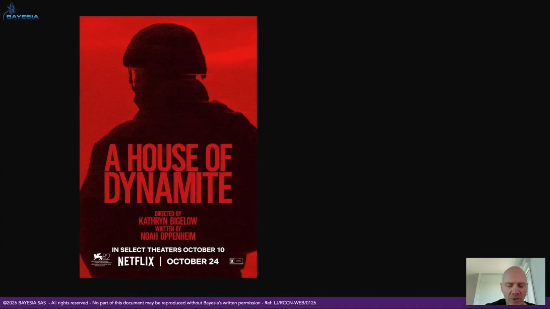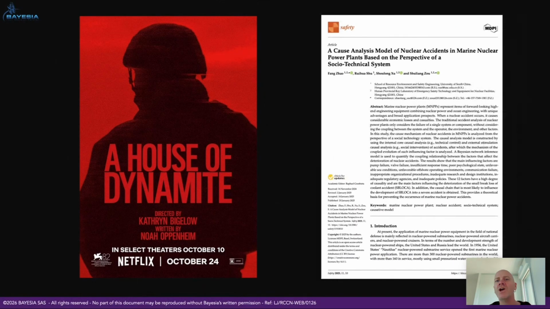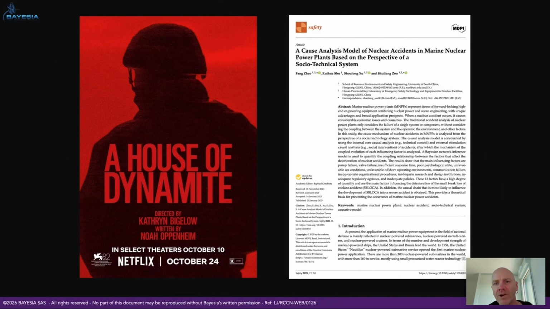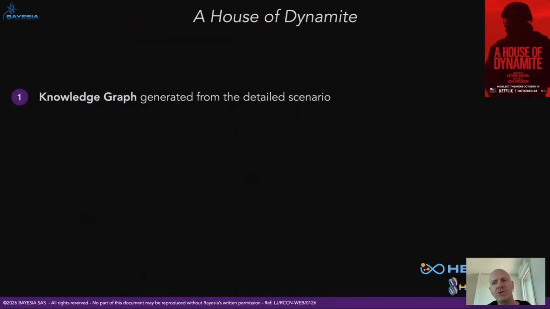So we're going to spend some time on this, and after that we are going to focus on another topic, which is also based on nuclear problems, but for accidents in marine nuclear power plants. So, two different types of examples. And so the first one, again, on A House of Dynamite.